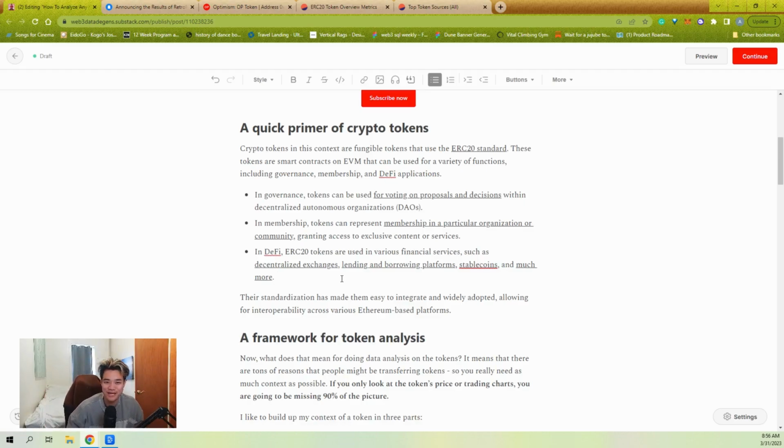Today, I'm going to teach you how to analyze any crypto token in just 5 minutes. I've created a new dashboard. It's revamped. Basically, just 13 charts, tells you everything, all the context you need to know behind any ERC20 token.